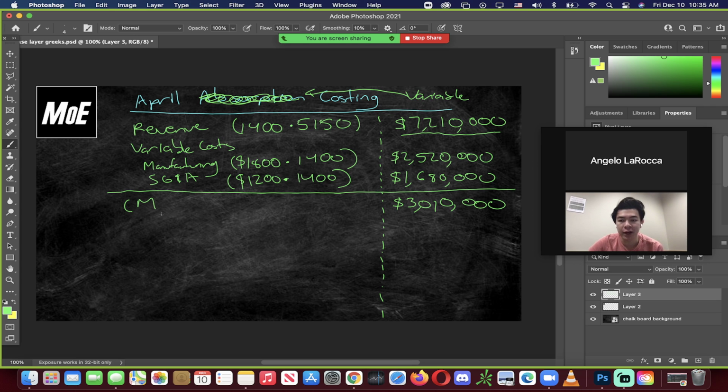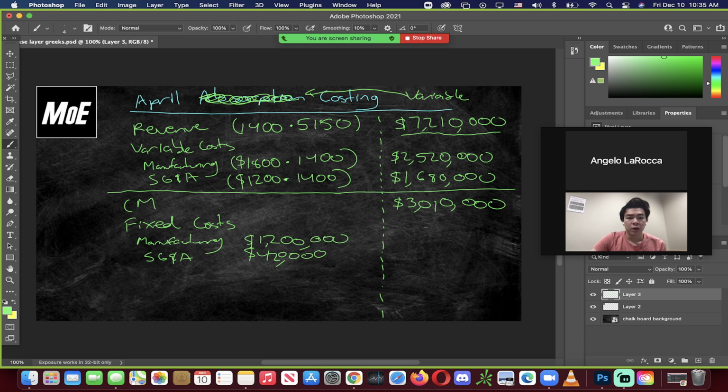All right, and then now we're gonna do our fixed costs, right? And we're gonna have manufacturing and SG&A. Manufacturing cost here is 1.2 million, and that's 420,000. There's no calculation for fixed costs because it's just the same thing. And then we can get our net income.